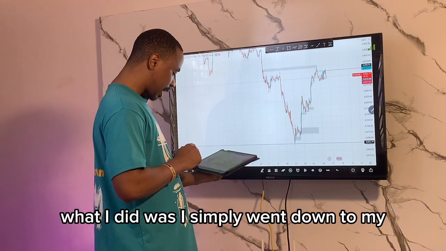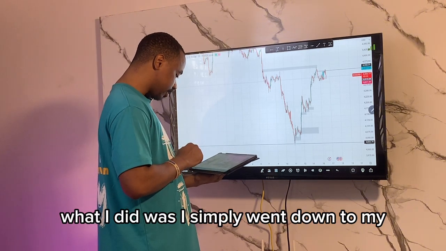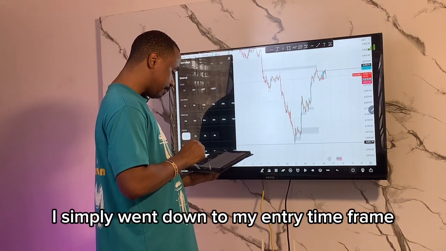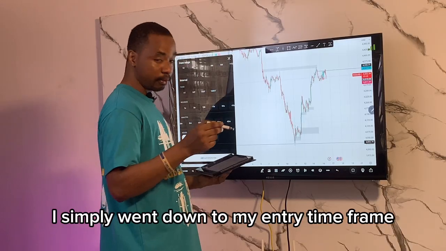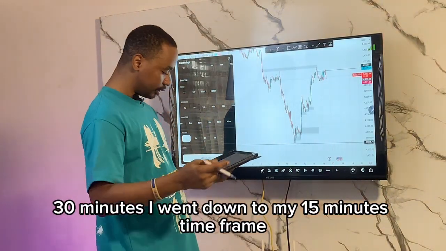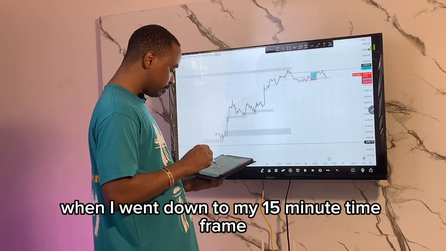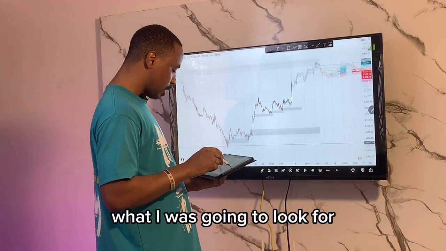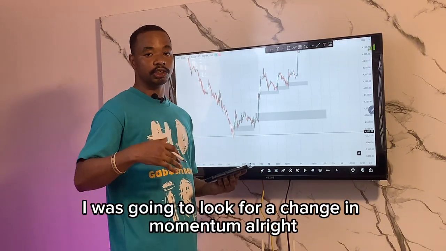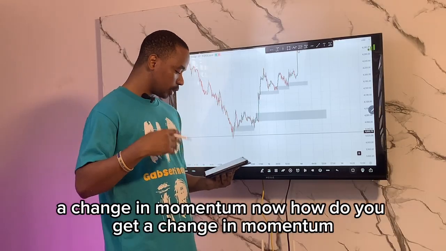What I did was I simply went down to my entry time frame. Entry time frame is like 15 minutes, 30 minutes. I went down to my 15 minutes time frame. When I went down to my 15-minute time frame, what I was going to look for was a change in momentum.